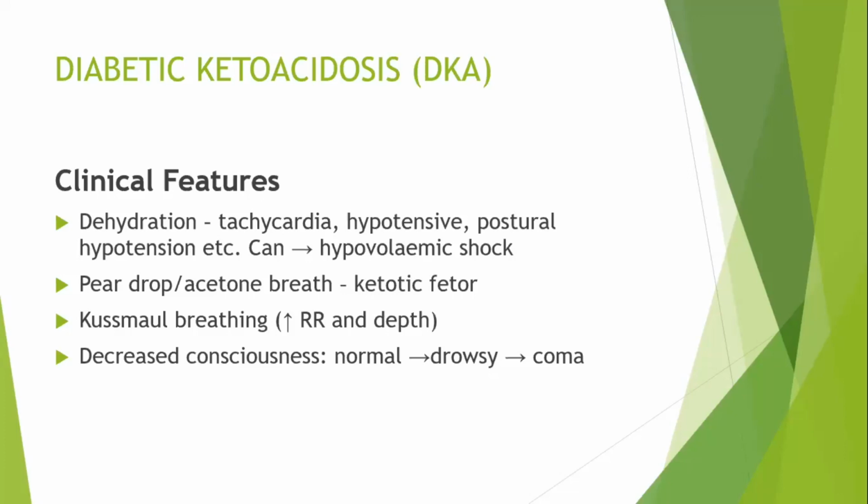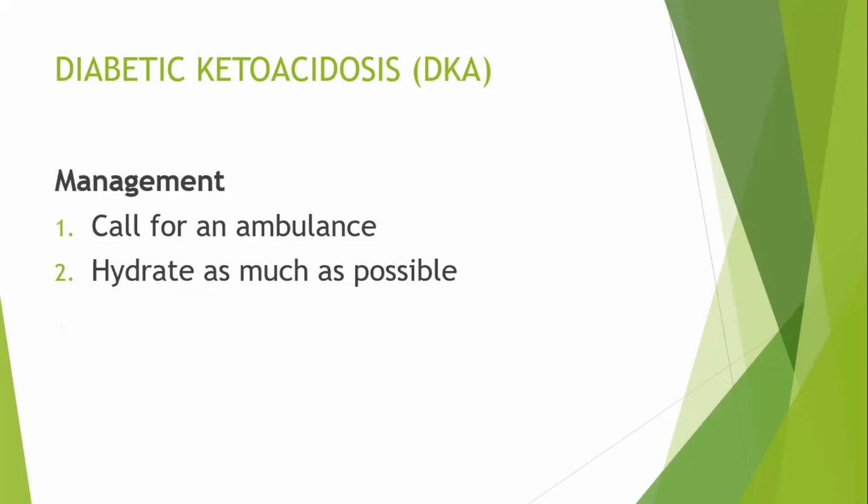And then Kussmaul breathing, which is increased respiration, which is a compensation for the acidosis. So they're trying to increase their respiratory rate to get rid of as much carbon dioxide as possible to try and increase their pH. Because they're acidotic, by releasing more CO2, it's the way to try and get their pH back to the normal level. The level of consciousness decreases from normal to drowsy to coma eventually. Management: you can't handle this, so you call the ambulance and you try to hydrate them as much as possible and get them to the hospital as quickly as possible.